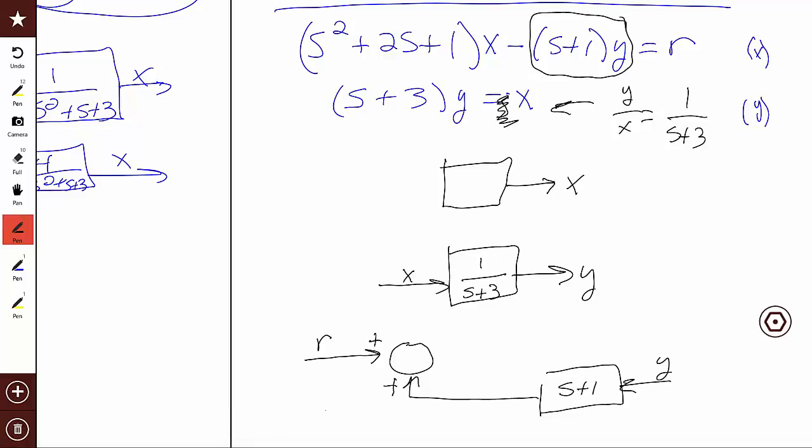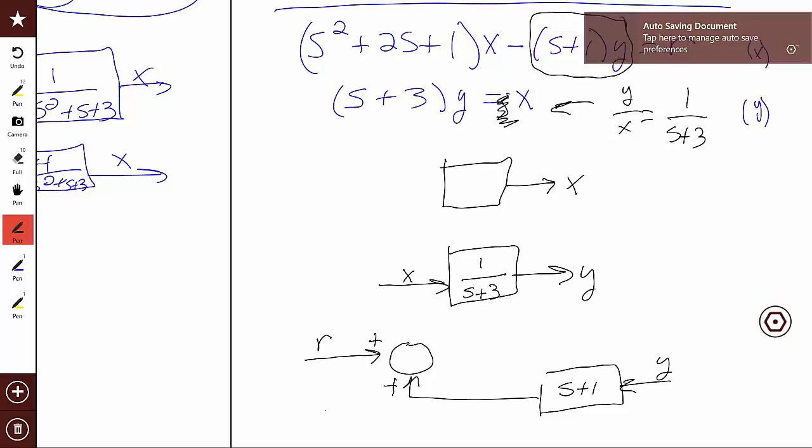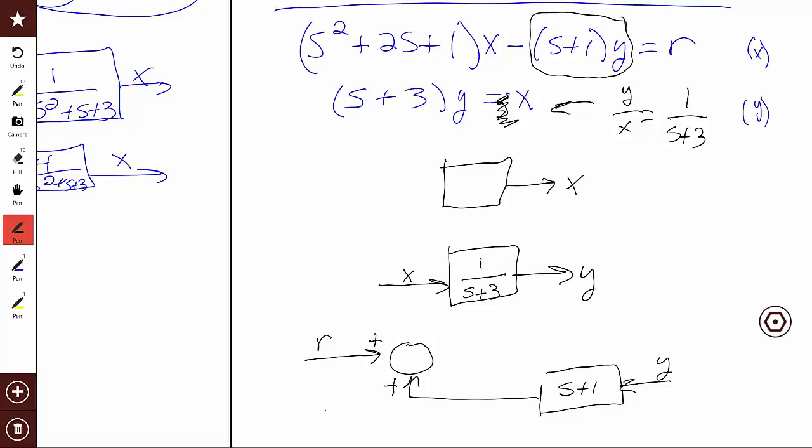Did you see why it's a positive? Okay, I'm trying to build up this. I'm trying to solve for X. So what I'm going to do is I'm going to say this times X equals R plus that. S plus 1 times Y plus R is what? All of that, that's equal to this, isn't it? S squared plus 2s plus 1 times X. I want X coming out. What do I have to do? Right, divide by that, right?